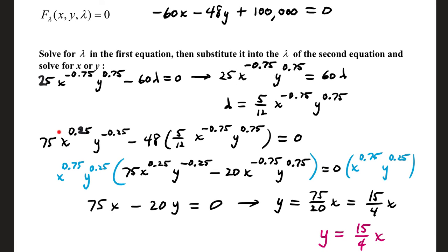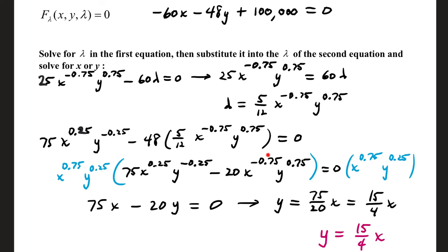So the second partial derivative, we had 75 x to the 0.25, y to the negative 0.25, minus 48 lambda. So I'm going to substitute this in for lambda. 48 times 5/12 is 20. So this is where this 20 is coming from. In order to try and get rid of all these nasty powers that are decimals, like that's a 1/4, that's a negative 1/4, the best way to do it is to take your smallest power from the x terms, make it positive, because whenever you multiply through, you're going to add your exponents.